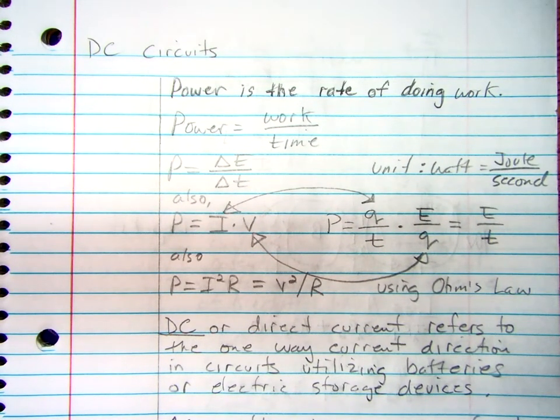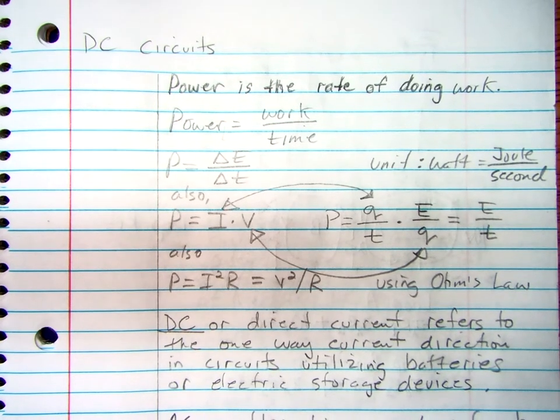We did study power earlier in the year, and we said that power is a rate. It's the rate of doing work. And work is, according to the work energy theorem, the net work done is equal to the change in kinetic energy. In this case, we are talking about the total work, or change in energy, divided by the amount of time it takes to change. And the unit for power is the watt. Remember, that's just a joule per second.